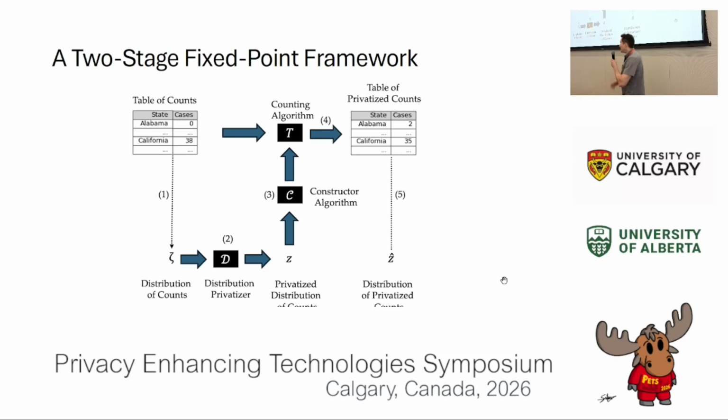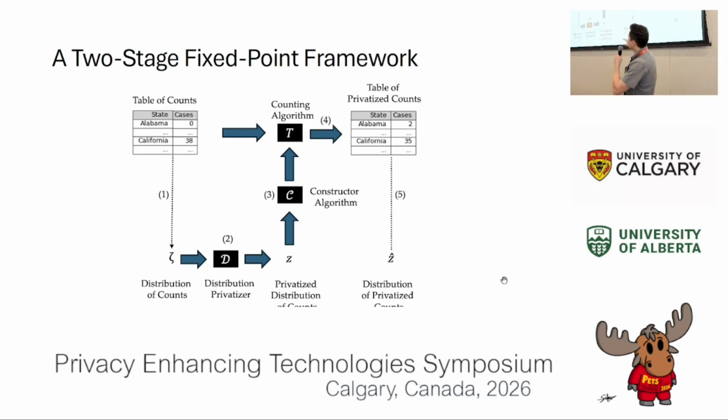So in the first stage, you take that true distribution of counts and you privatize it with something we're going to call a distribution privatizer. It's going to be labeled D here. And that gives us a privatized version, which we'll label Z. And then in the second stage, we'll take Z and we'll pass it into something we call a constructor algorithm. And it's labeled C here. So it's the job of the constructor to choose the actual transition probabilities in that count mechanism T. And then finally, you can take each row of your table of counts, process it through your count mechanism, and that gives us the privatized table of counts.